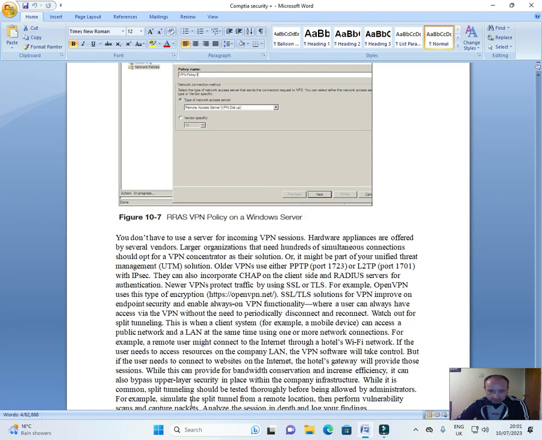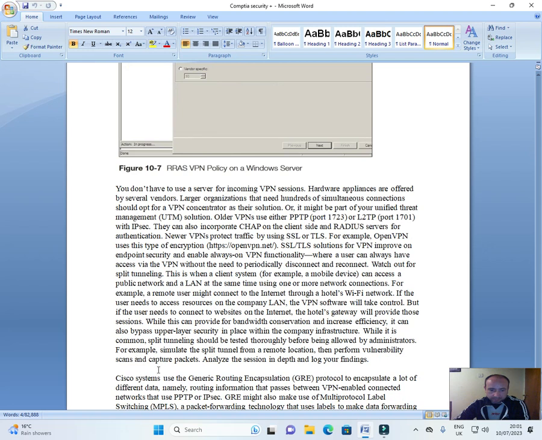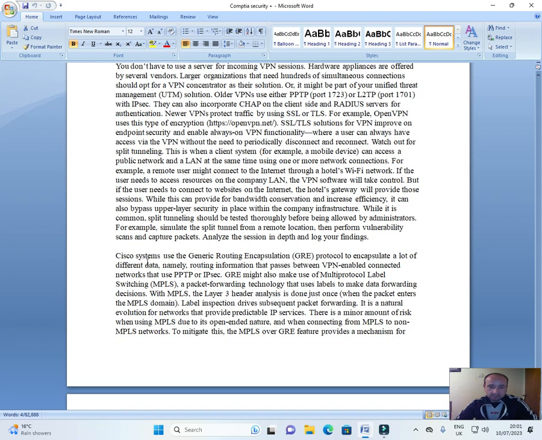For example, simulate the split tunnel from a remote location, then perform vulnerability scans and capture packets, analyze the session in depth and log your findings. Cisco systems use the generic routing encapsulation (GRE) protocol to encapsulate a lot of different data, namely routing information that passes between VPN-enabled connected networks that use PPTP or IPsec.